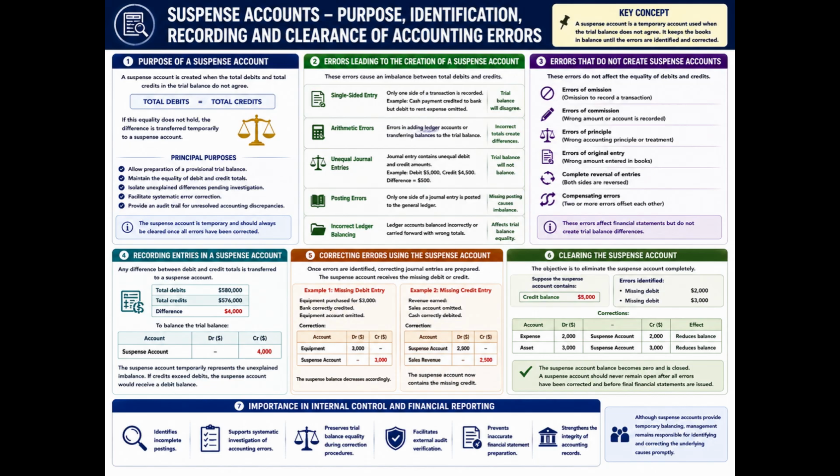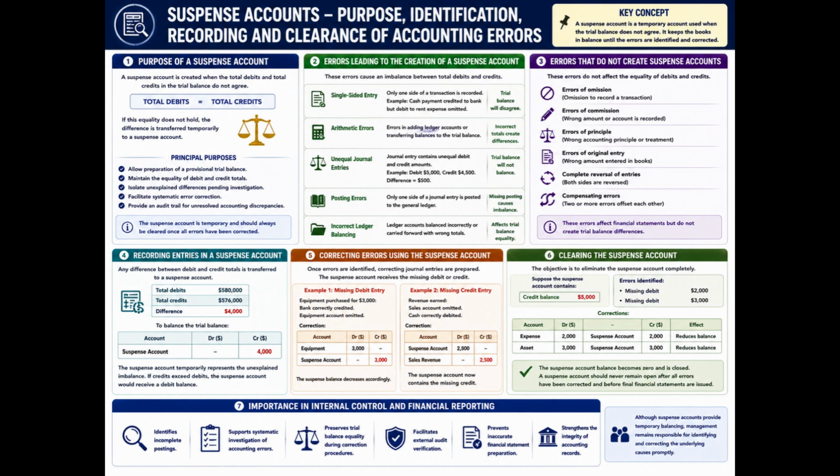Similarly, if credits exceed debits, the suspense account would receive a debit balance. The balance remains until investigation identifies the underlying error. 5. Correcting errors using the suspense account. Once errors are identified, correcting journal entries are prepared. The suspense account receives the missing debit or credit necessary to restore proper double entry.